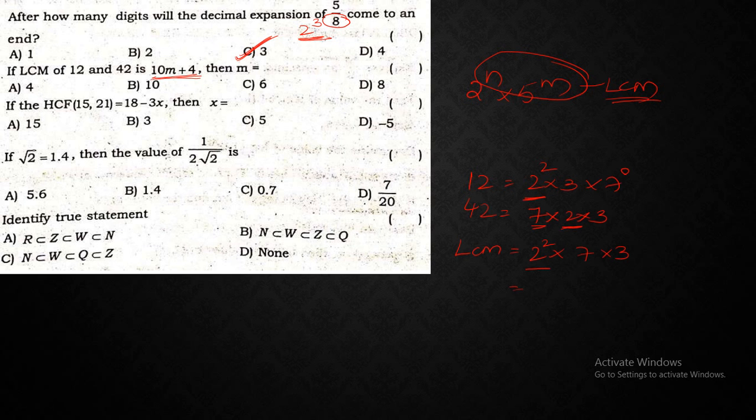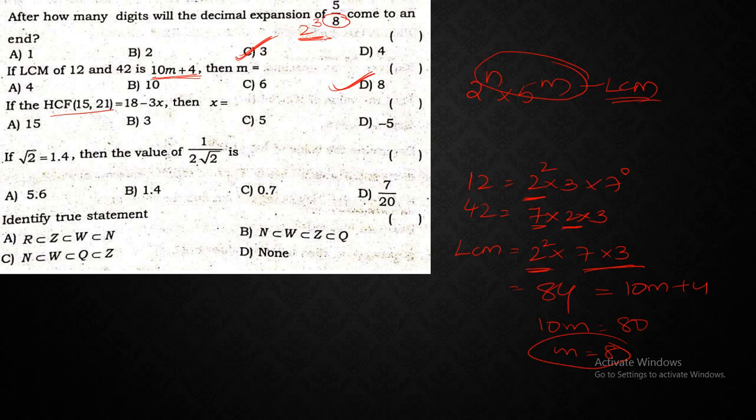So what is the value? 2 square is 4, 7 3s are 21, 21 4s are 84. Now if I write this in 10m plus 4 form, 10m is equal to 80, m is equal to 8. So the answer is m is equal to 8. So the answer is option D.